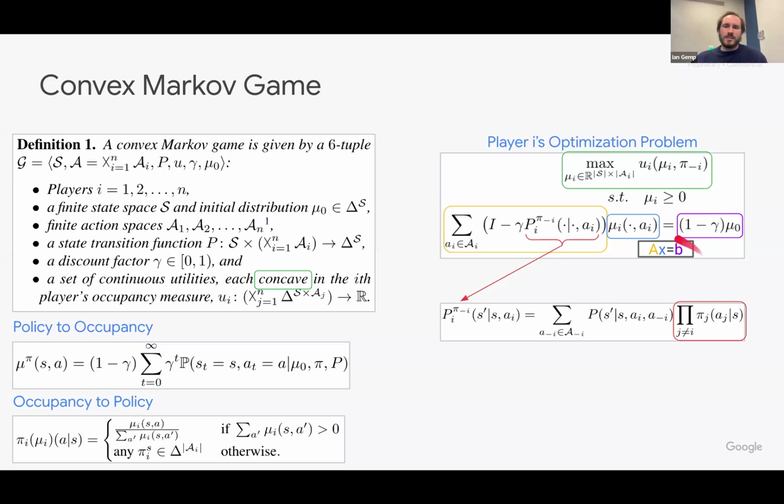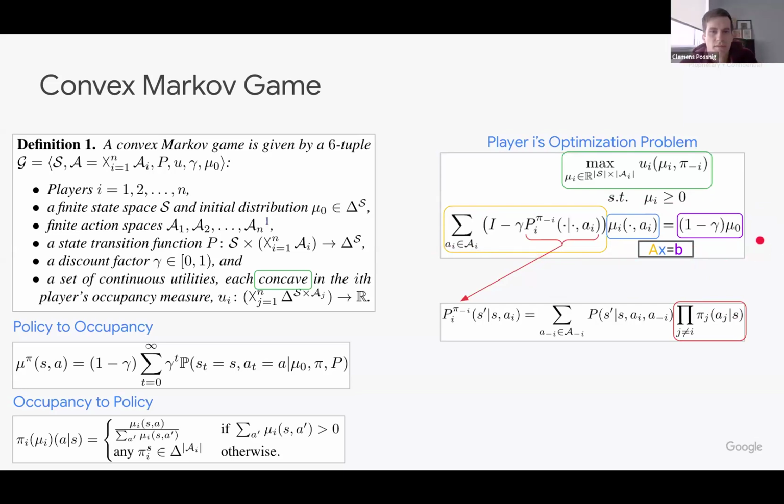As you can see, this is just a linear constraint, AX equals B. We have this additional piece here that the occupancy measure needs to be non-negative. This term looks somewhat complicated, but it hides the fact that it also includes the constraint that mu needs to sum to 1, so it is a distribution. You can derive that just by summing over states. You'll see that everything cancels out nicely.